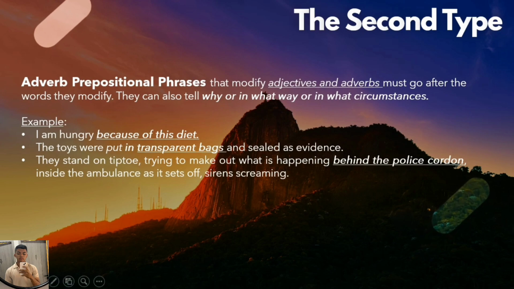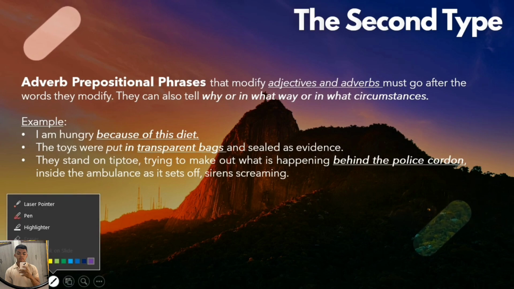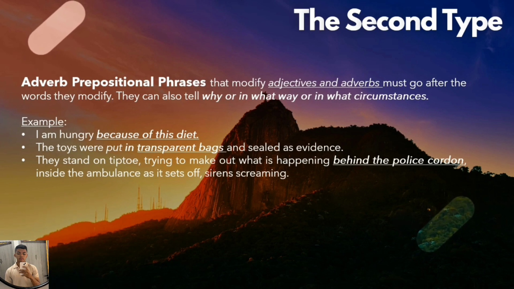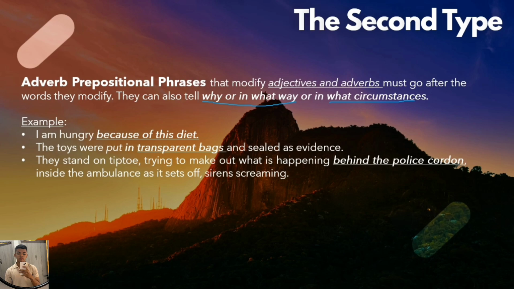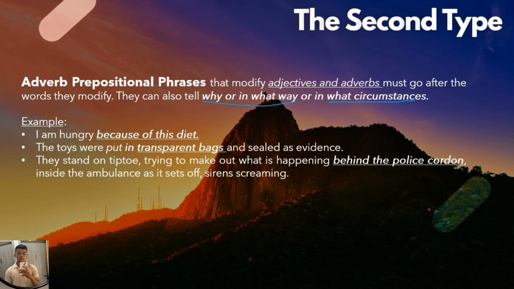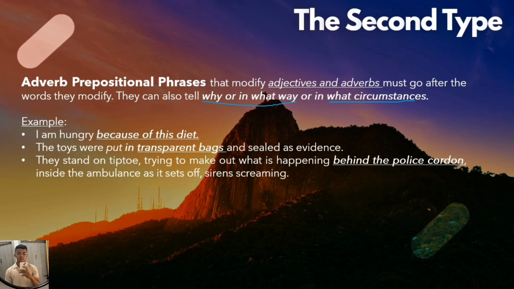The second type is adverb prepositional phrases that modify adjectives and adverbs, and they must go after the words they modify. Like intensifiers, they tell to what extent. They can also tell why, or in what way, or in what circumstances. Okay, now let's analyze the examples. The first example: I am hungry because of this diet.